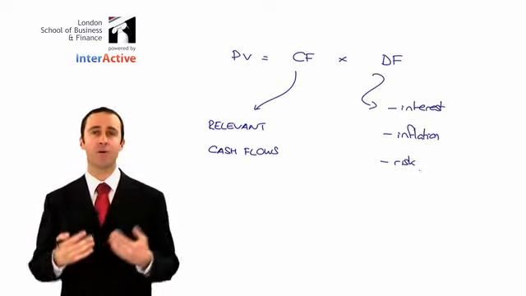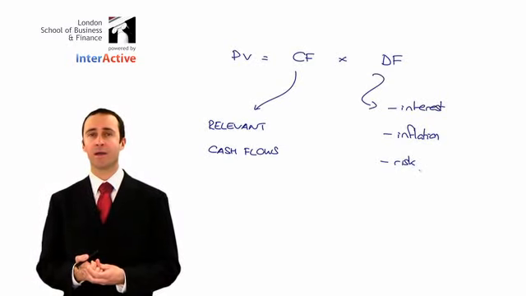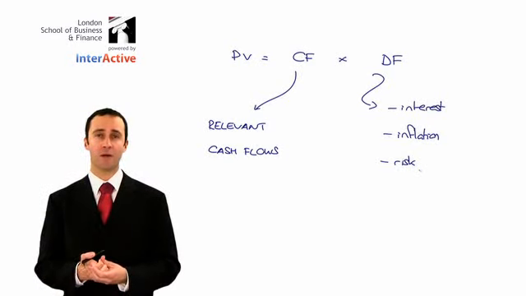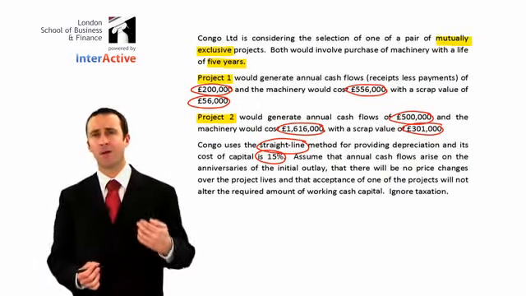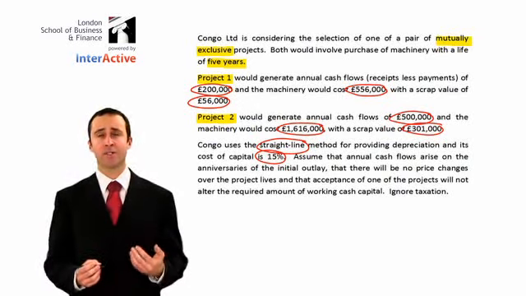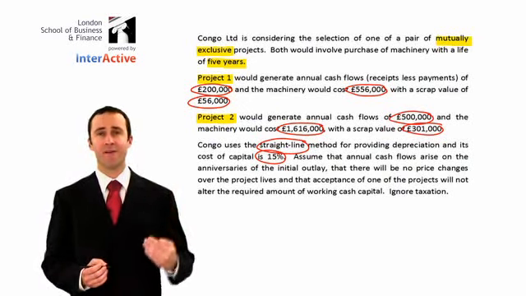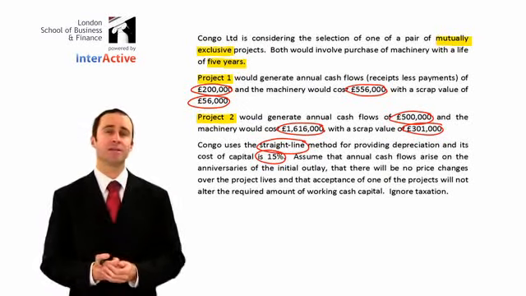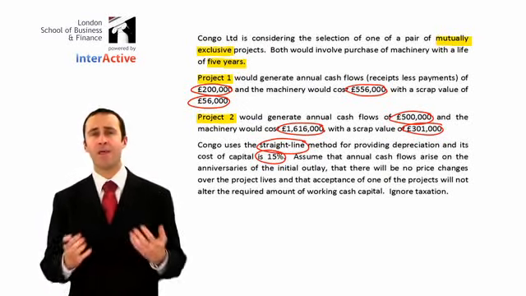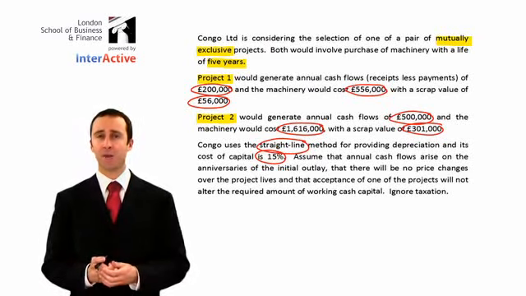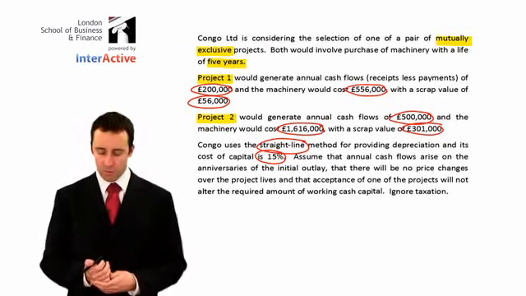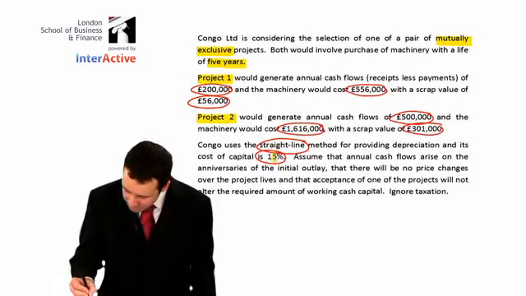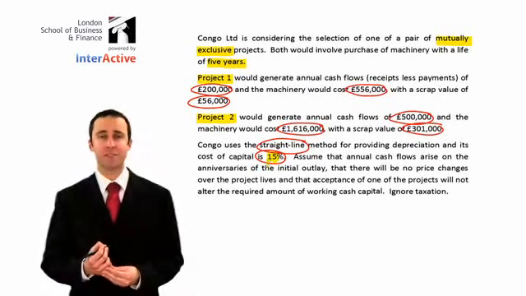So let's have a look at the example that we've been working on in the previous scenarios. Using this same example, we're going to look at project 1, project 2, how much we invest, how much we get at the end of the project in terms of the scrap value, and also the annual cash flows that we receive for projects 1 and 2. We're then going to use that discount rate of 15% to work out our discount factor.